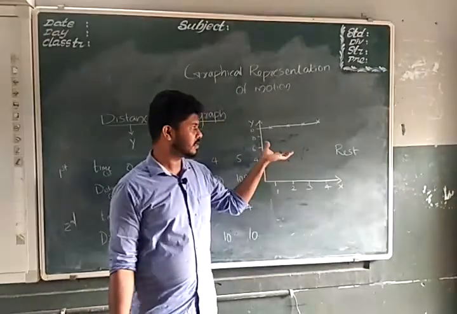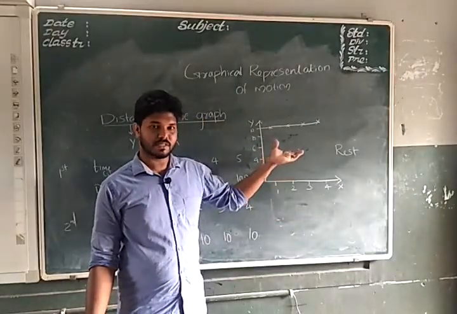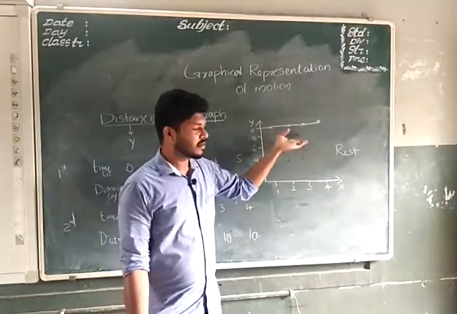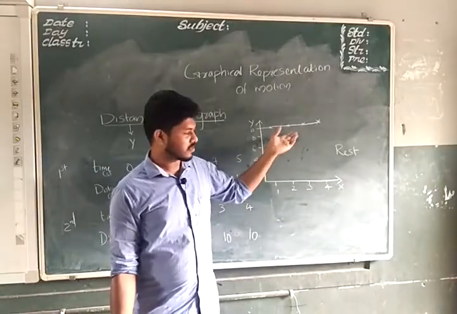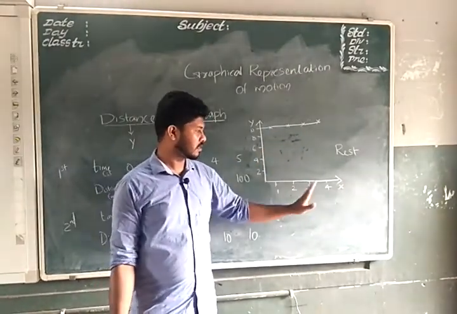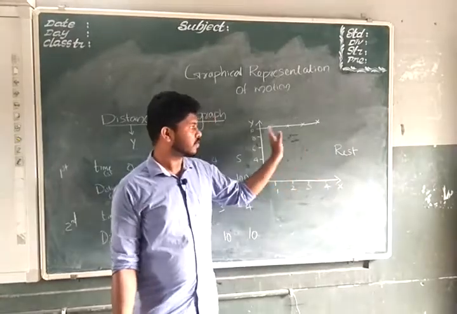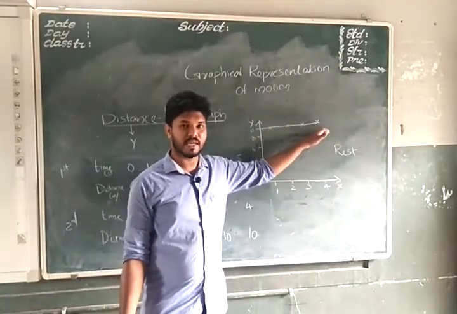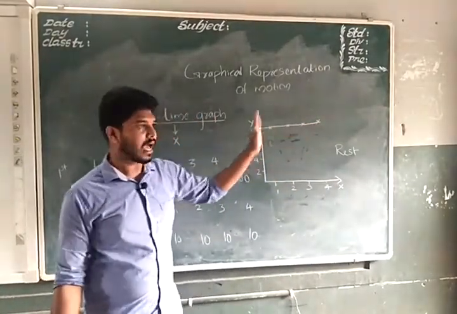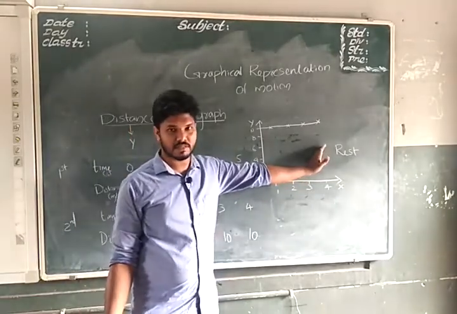So see here, the nature of the graph, the nature of the motion is very clear from the graph. That is, the object is at rest. At first second, second second, third second and fourth second, the object remains in the same position and there is no change in the position, and hence the object is at rest.